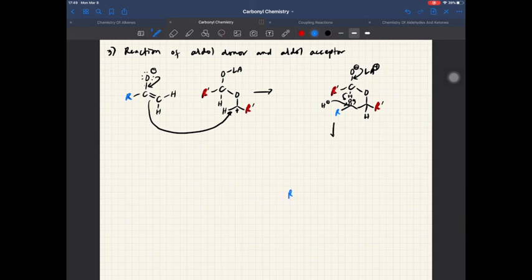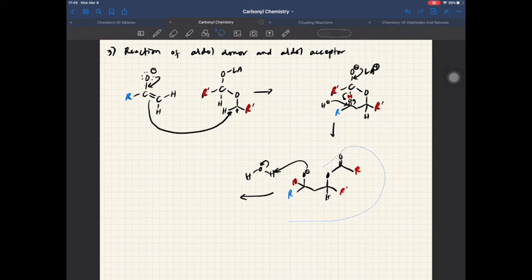So the product formed is an alkoxide. Let's color this hydrogen red. This red hydrogen from our aldol acceptor attacks the carbonyl group to form an alkoxide. This product is formed afterwards, and this alkoxide intermediate will take a hydrogen from a hydrogen ion source to finally produce our final product, which is a reduced aldol product.